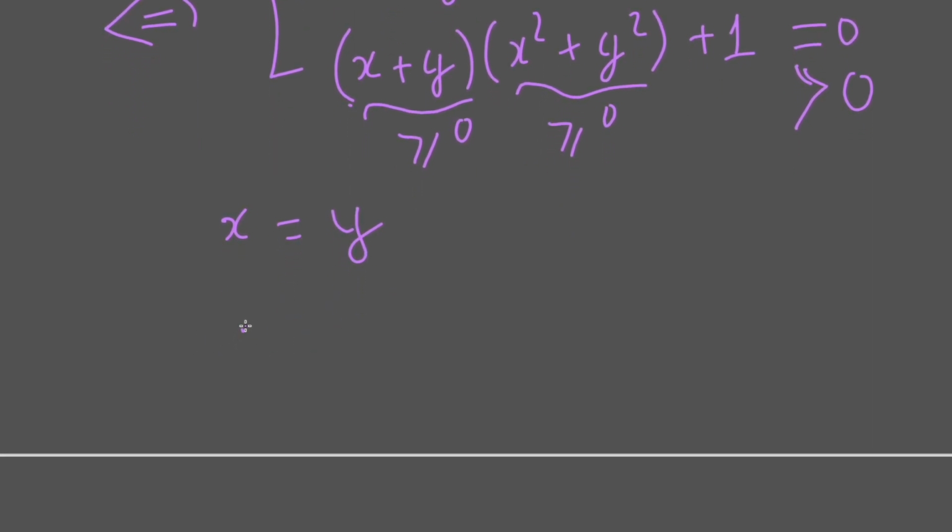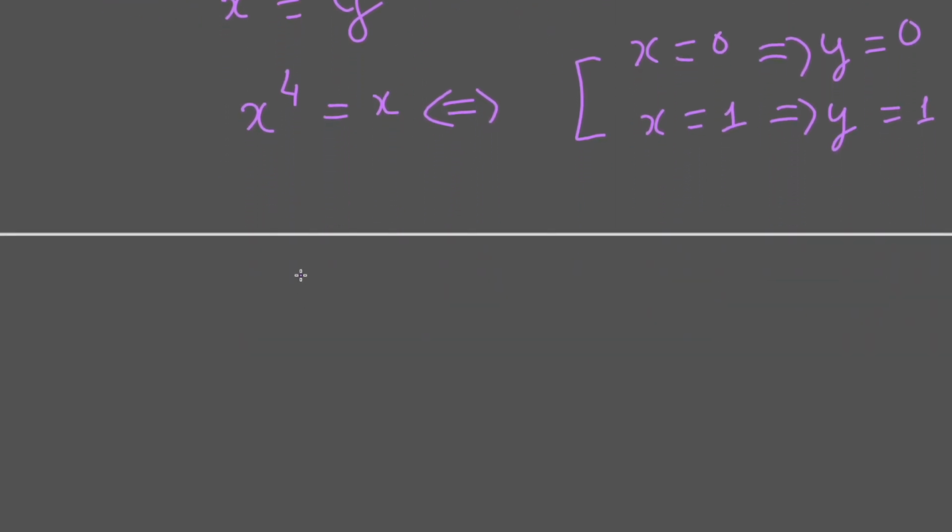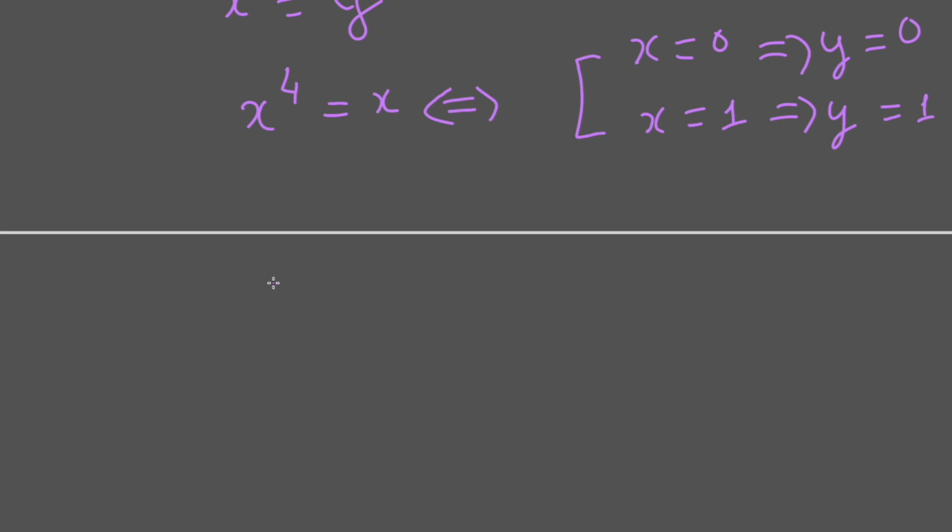Then we replace it into one of the equations in the system. We have x to the power of 4 equal to x, so x equals 0 or x equals 1, and y equals 0 or y equals 1. Finally, we have the same result as the first method: 0 and 0 is the first pair, and the second pair is 1 and 1. So both methods give the same result.